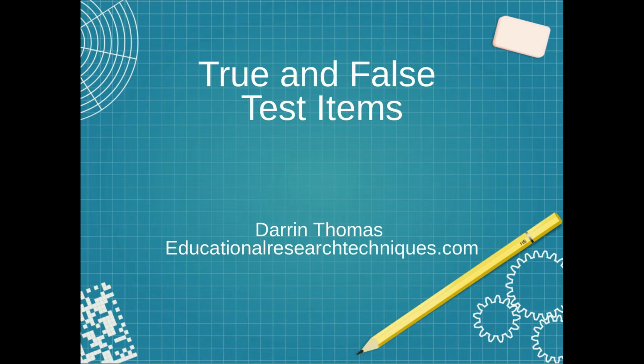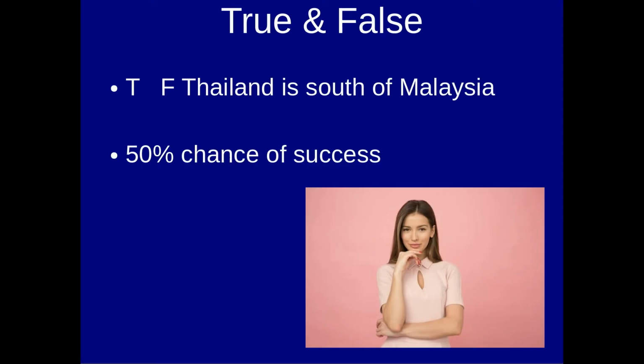Now, having said that, I'm going to show you some ways that you can hopefully improve your true and false, because as you know, there are some common problems with true and false. So here we have an example of a true or false statement that you might see on an assessment. True or false, Thailand is south of Malaysia. Now, the problem with this type of true and false assessment item is that a student can randomly guess and have a 50% chance of success almost every single time.